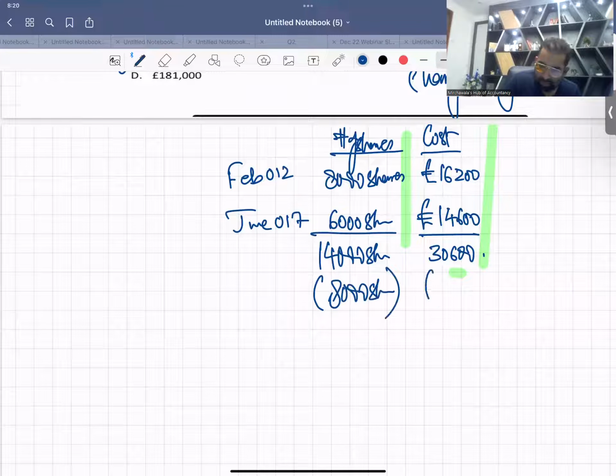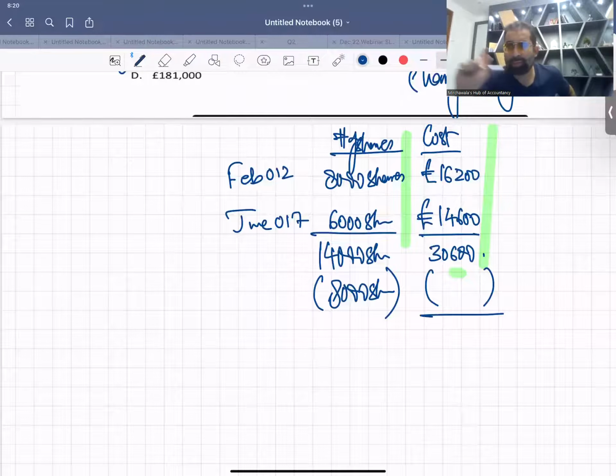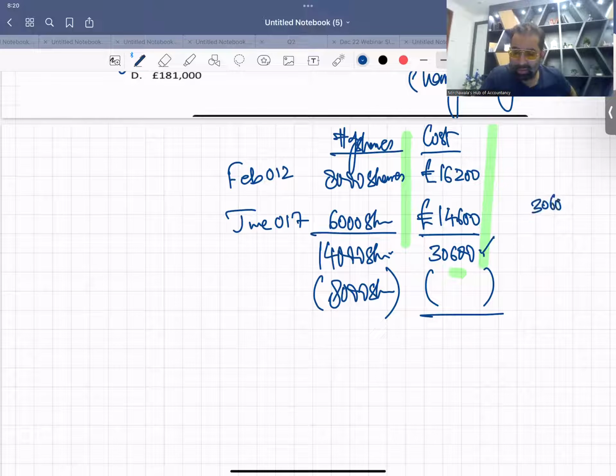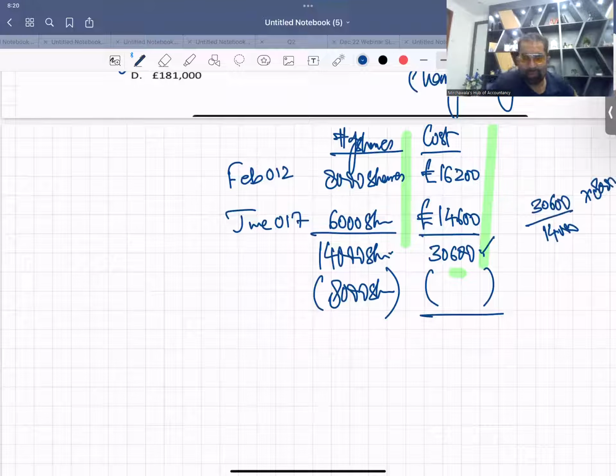Now, can anybody calculate the cost of 8,000 shares? How are you going to do it? Use your calculator: 30,600 divided by 14,000, multiplied by 8,000. This is the way you do it. It's 17, how much is this? 17,600.